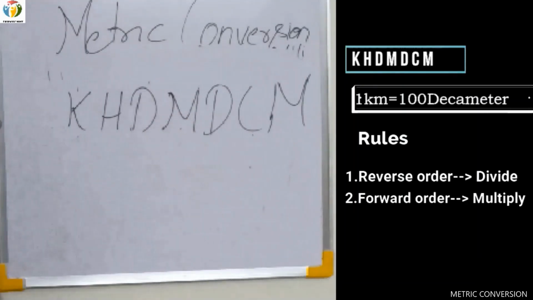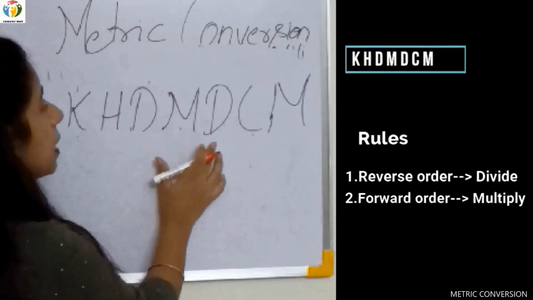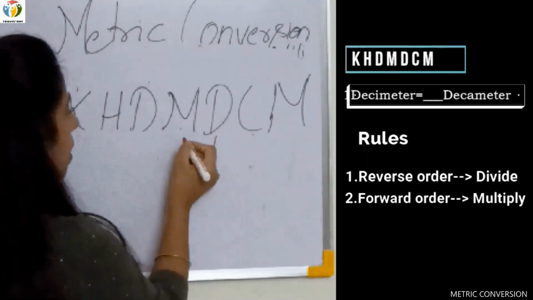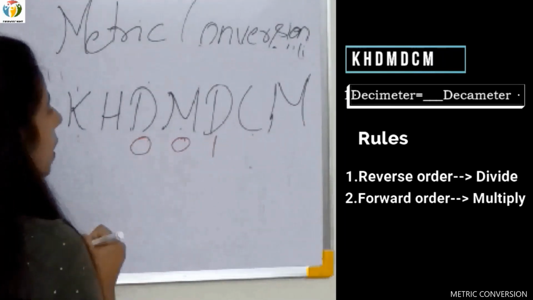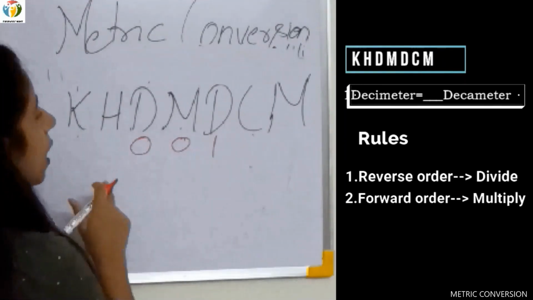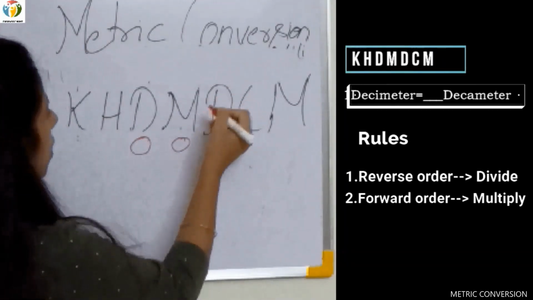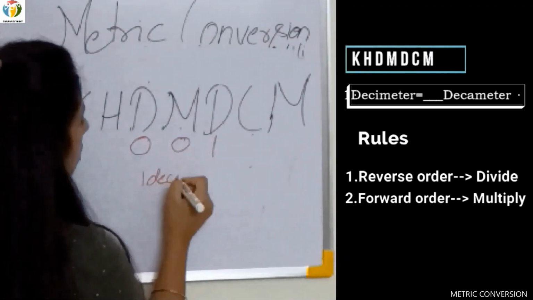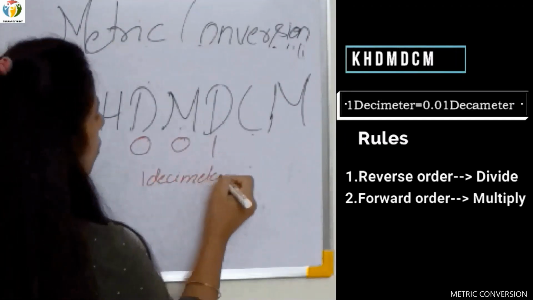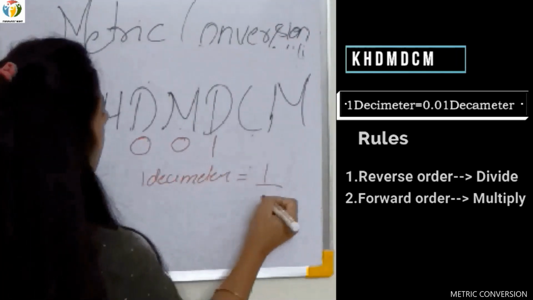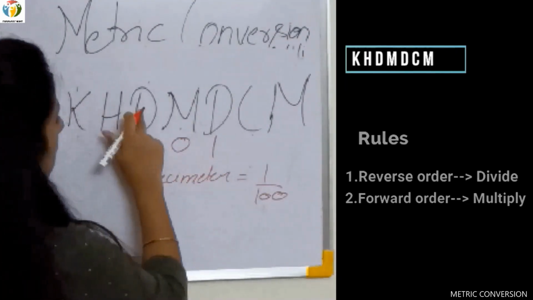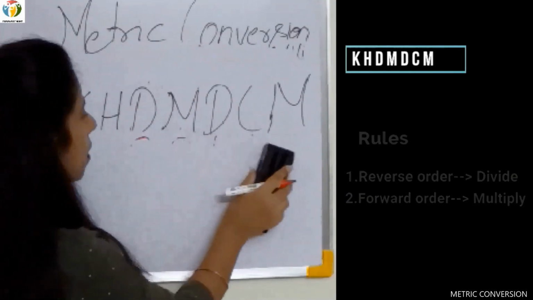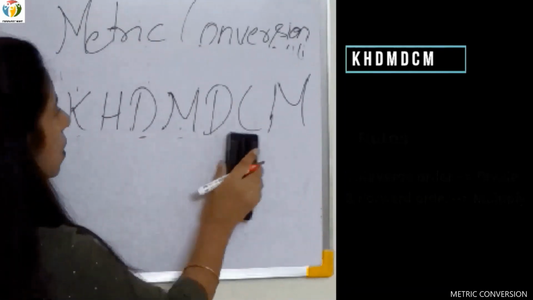Likewise, if someone asks me to convert decimeter into decameter, so I'm going to put 1 and then 0 till decameter. What does it mean? I'm going to divide. So 1 decimeter equals 1 by 100 decameter. Okay. So I hope this video has cleared your doubts of conversion.